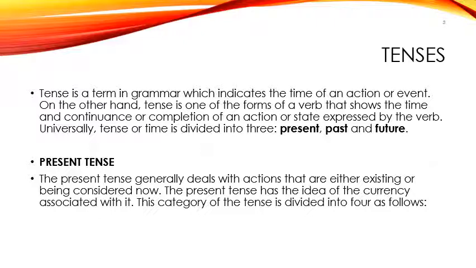To reflect the universal division of time, tense in English is also divided into three. We have what is called present tense, past tense, and future tense. These are the three main divisions of tense in English grammar. Present tense generally deals with actions that are either existing or being considered now. The tense has an idea of indicating currency, that is, indicating what is currently going on. It's also divided into four.